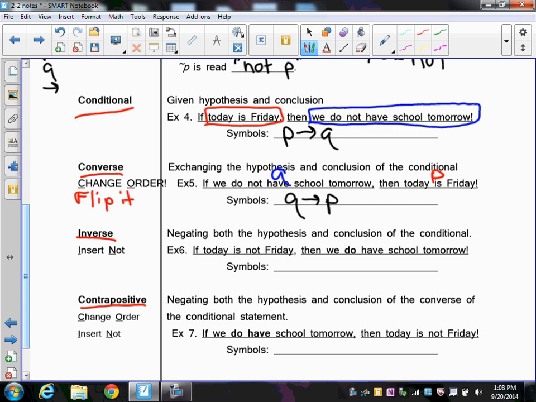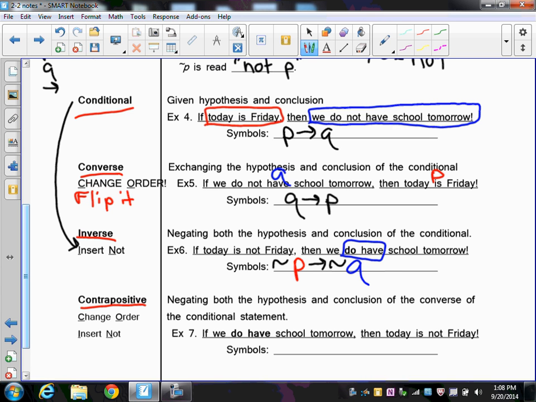The inverse, we insert nots. So we take the original conditional and we insert nots. So what we're going to do is not P, then not Q. And whenever we look at the conclusion here, we see we do have as opposed to do not have. So whenever we negate a negative, it becomes a positive. So in your English class, you should be familiar with double negatives.